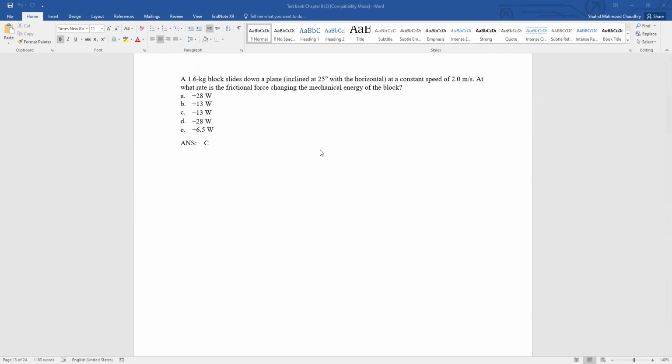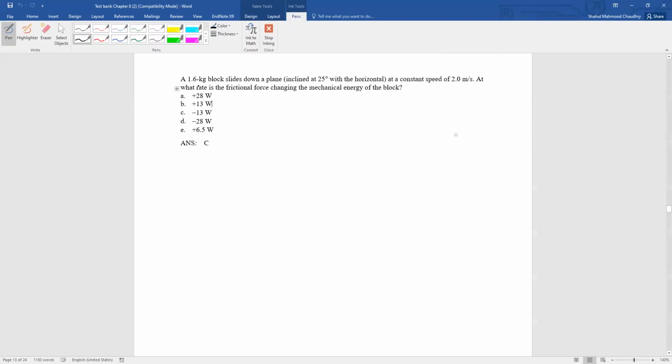Walaikum salam rahmatullah. So today we will solve some problems of chapter number 8. Last time we solved some problems about chapter number 8. You remember this one? So these are the problems about chapter number 8.